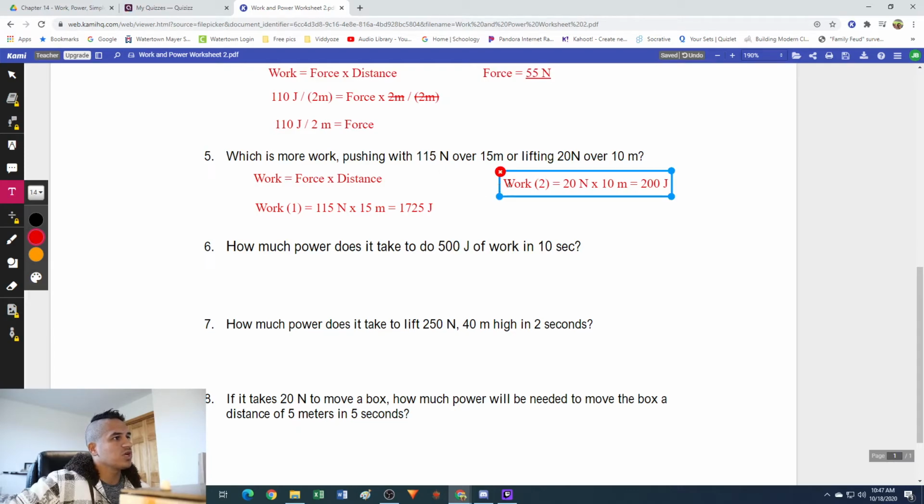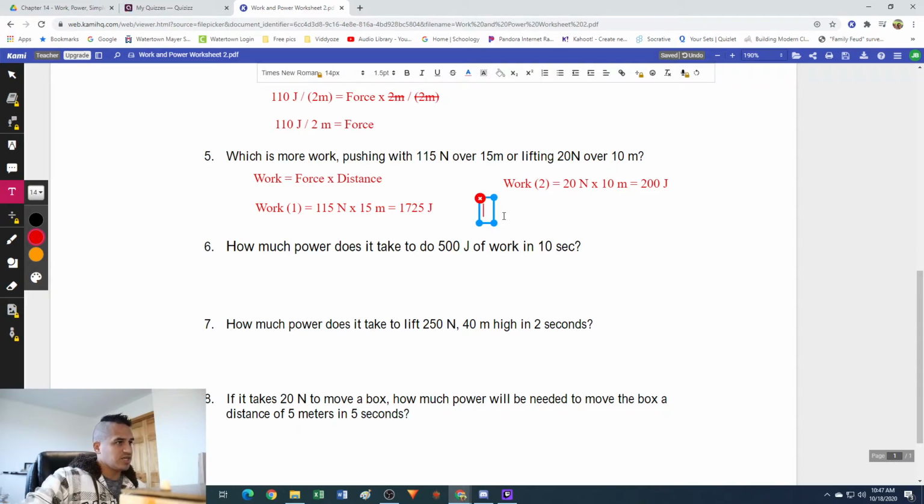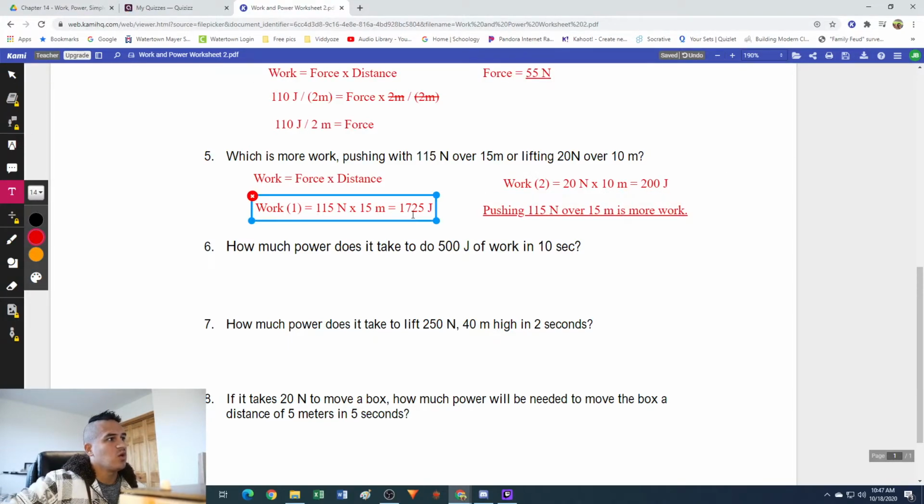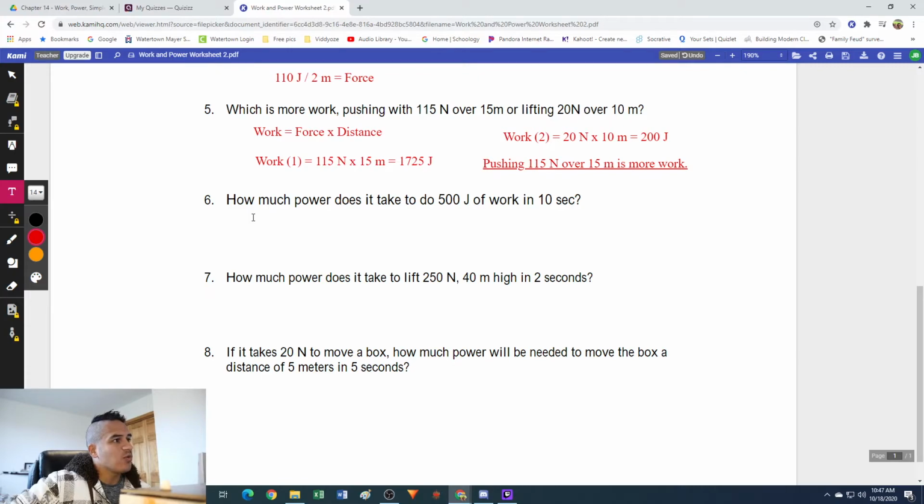So which is more work? We'll say that pushing 115 newtons over 15 meters is more work. Okay, because that requires 1,725 joules of work versus the 200 joules of work. All right, number 6, how much power does it take to do 500 joules of work in 10 seconds?